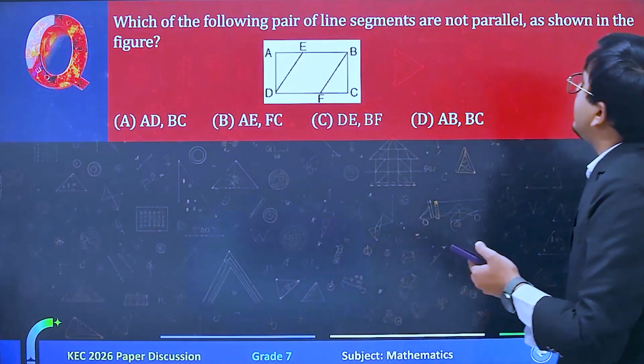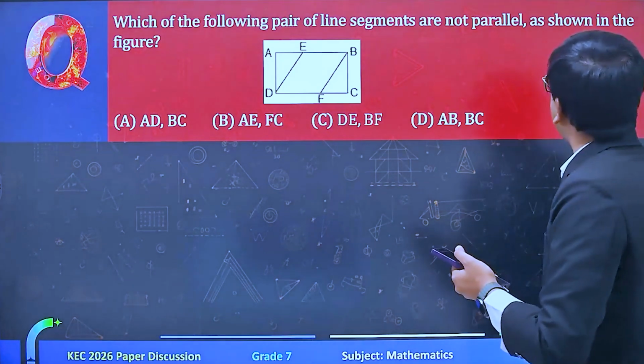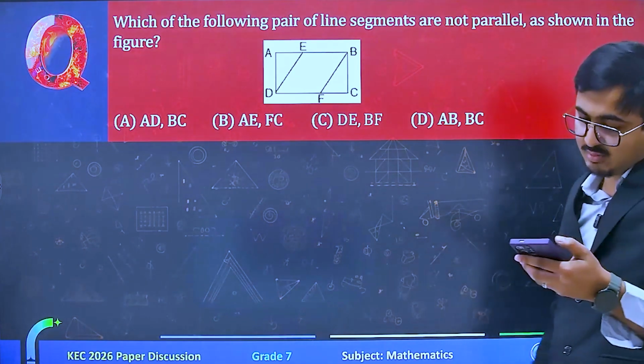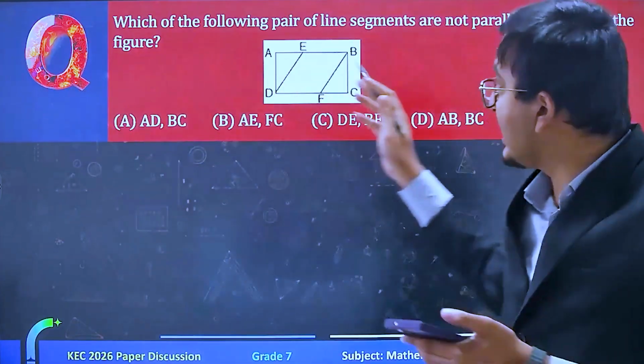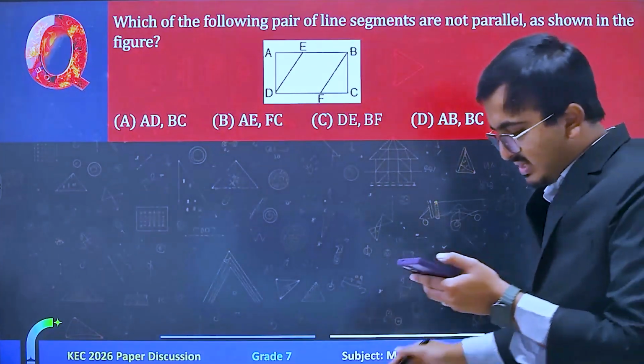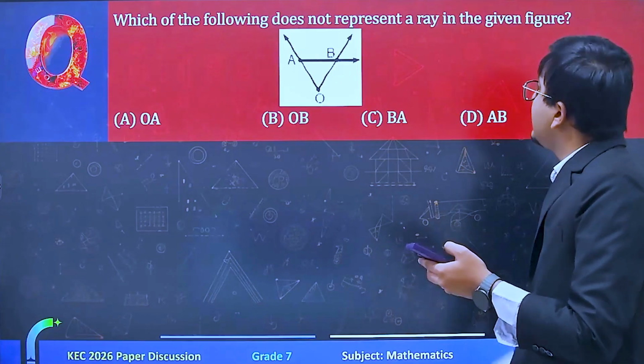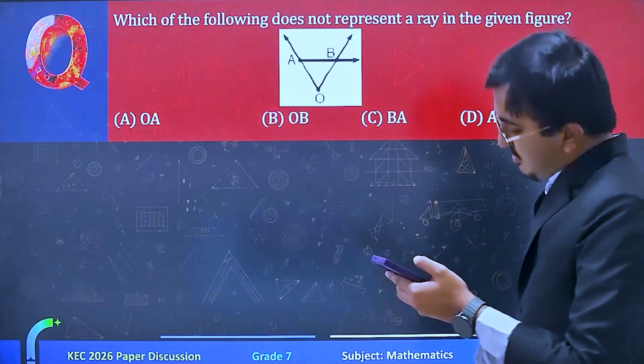Next, which of the following pairs of line segments are not parallel as shown? Okay, come on. Even this question we have done. Absolutely correct. AB and DC. Perfect. Next, which of the following do not represent?